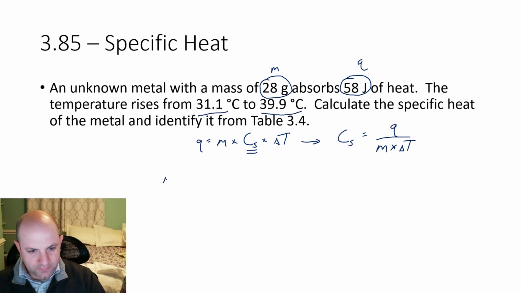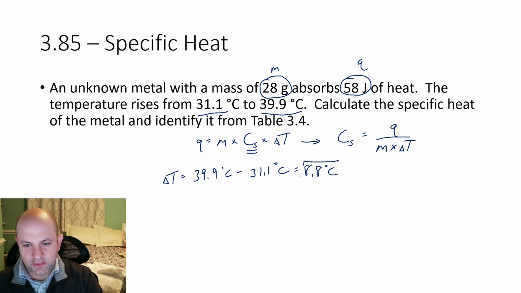So I'll just do that math down here real quick. Delta T will be the 39.9 degrees Celsius minus 31.1 degrees Celsius. And so that should be 8.8 degrees Celsius. That's my delta T. Okay, so that can plug in there. So now, okay, well, hey, I've got my three numbers. I can plug them in.